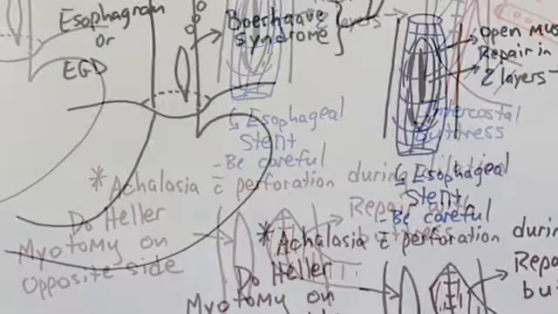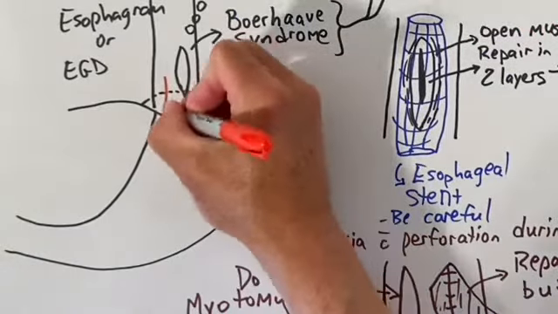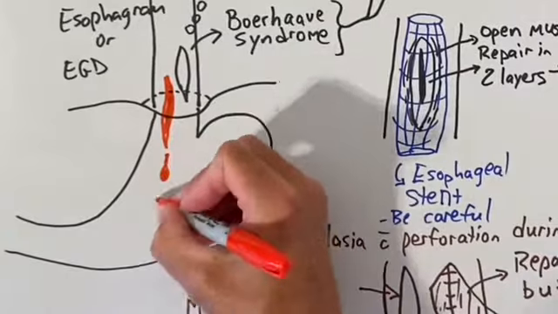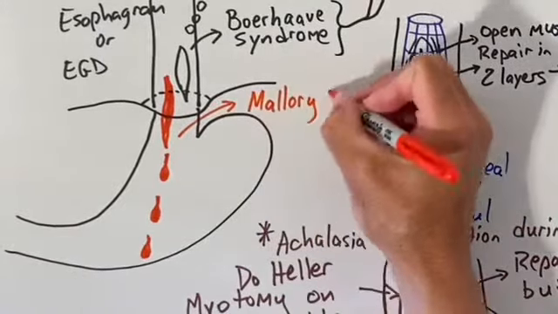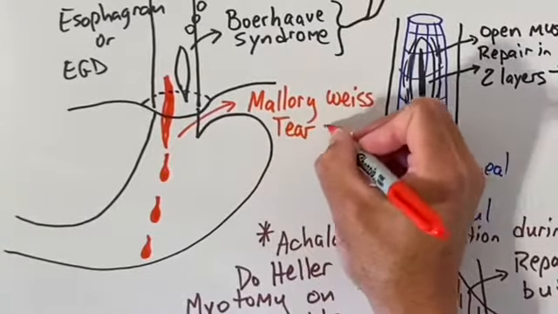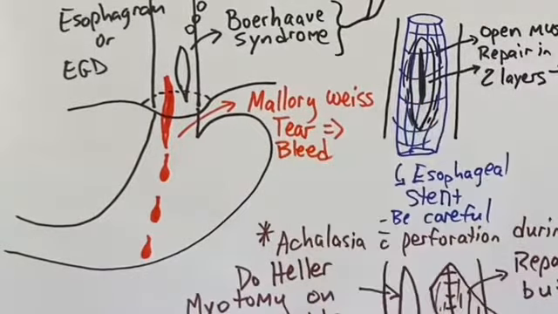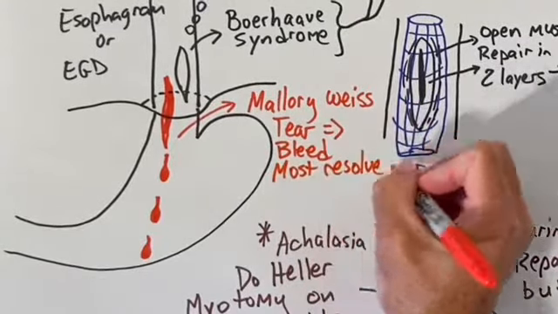Lastly, know that a Mallory-Weiss tear also comes after heavy retching. Mallory-Weiss tears do not cause perforation, but they cause bleeding, which typically can be controlled with EGD techniques, but frequently these stop on their own.